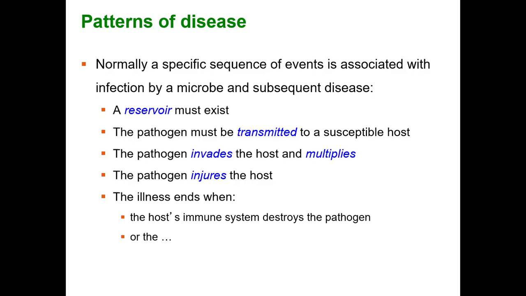The pathogen will cause the illness, and the illness will end when, A, the host immune system destroys the pathogen, and then the patient is free of the disease-causing organism, or when the pathogen kills the host. Those are the two times the illness can end: when the immune system destroys the pathogen, or when the pathogen kills the host. Any question about any of that?